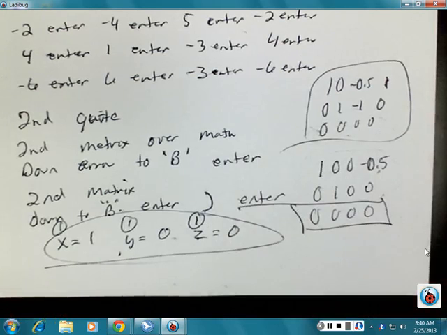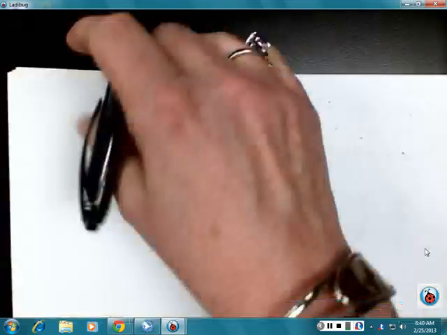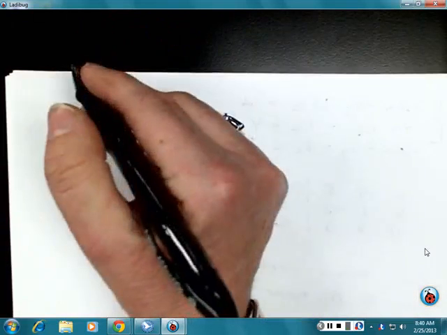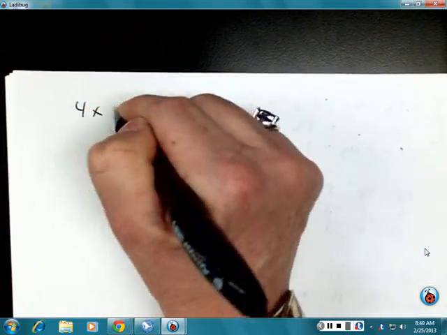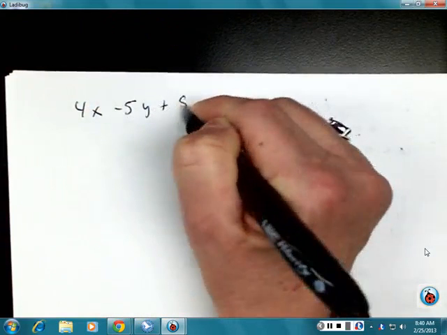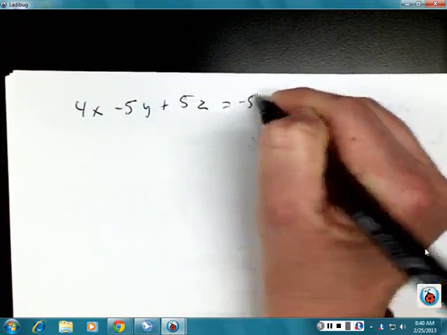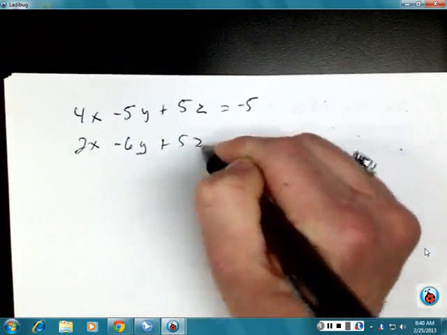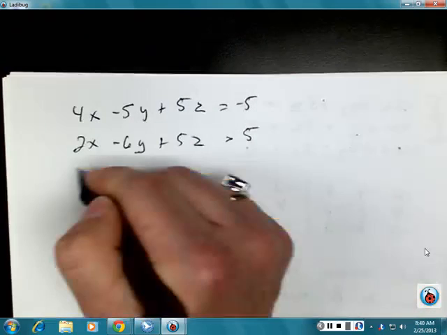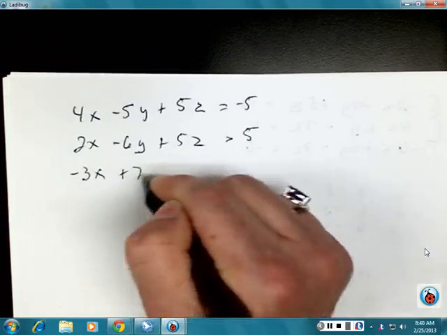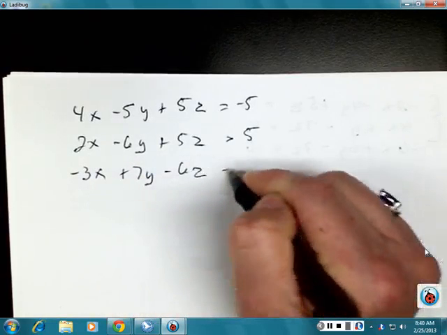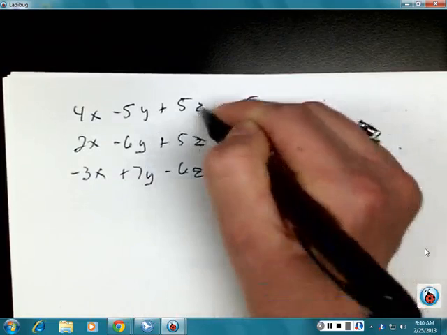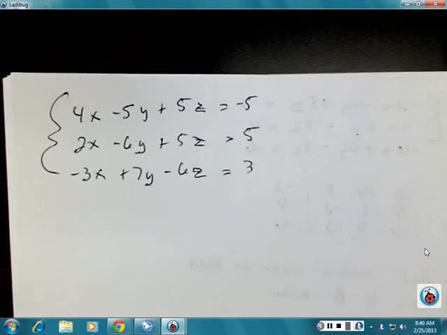Okay, let's do another one. Let's try this one. 4x minus 5y plus 5z equals negative 5. 2x minus 6y plus 5z equals 5. Negative 3x plus 7y minus 6z equals 3. And let that be my equation that I happen to have.